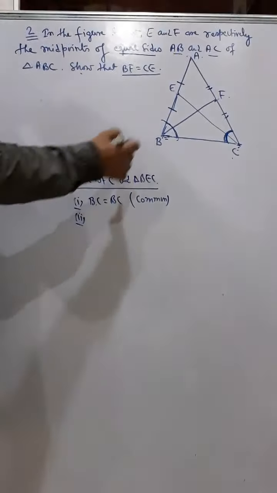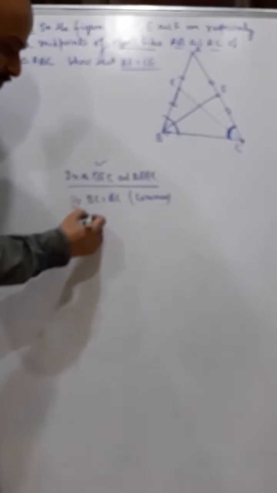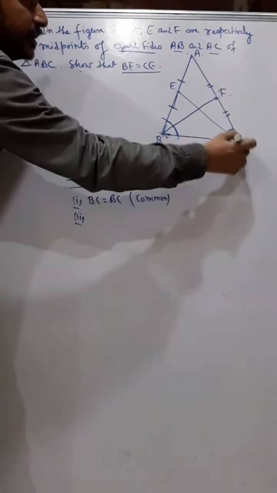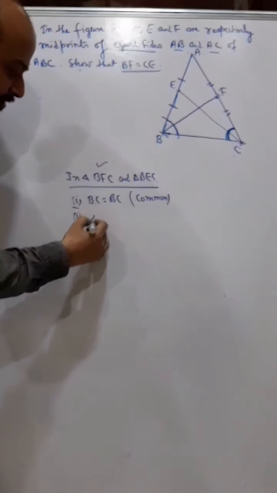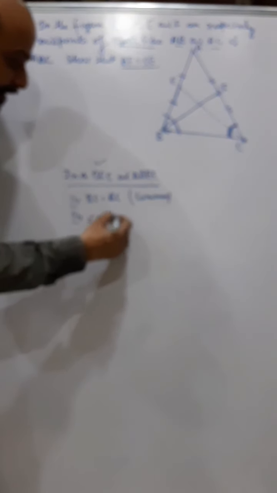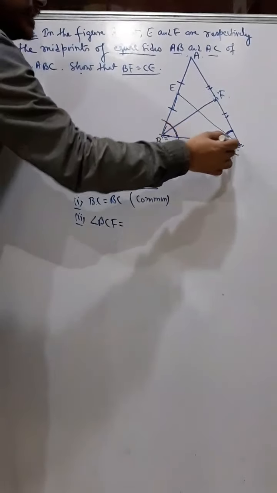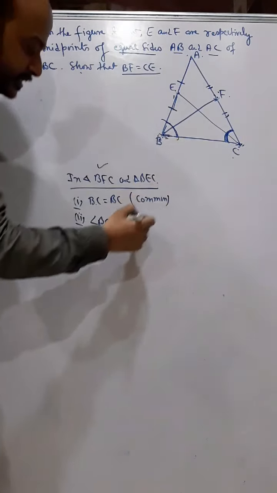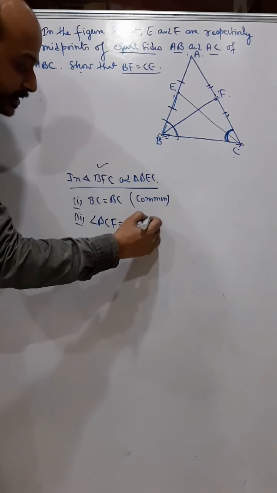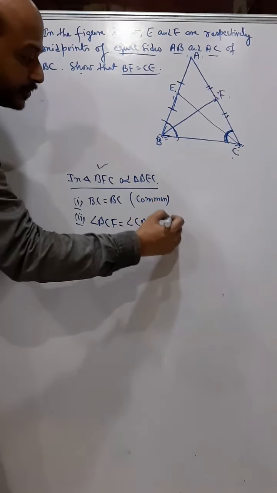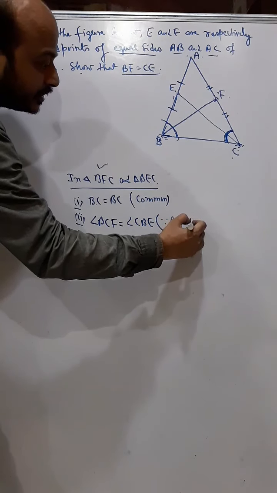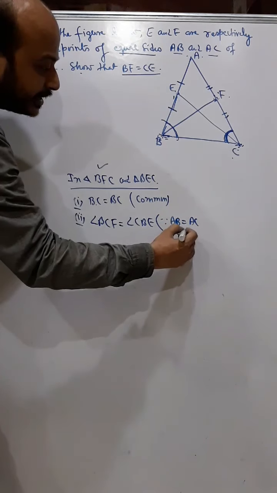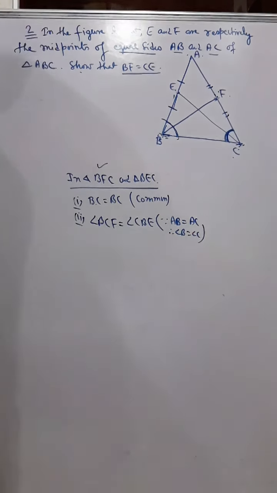So what do we write? We write angle BCF. Always we should write all three letters of the angle. We don't write only C. So we write angle BCF. Try to understand: angle BCF, and there we will write angle CBE or EBC. Angle CBE. Now here what will we write? We will write since AB is equal to AC, therefore angle B is equal to angle C. Simply we can write that.